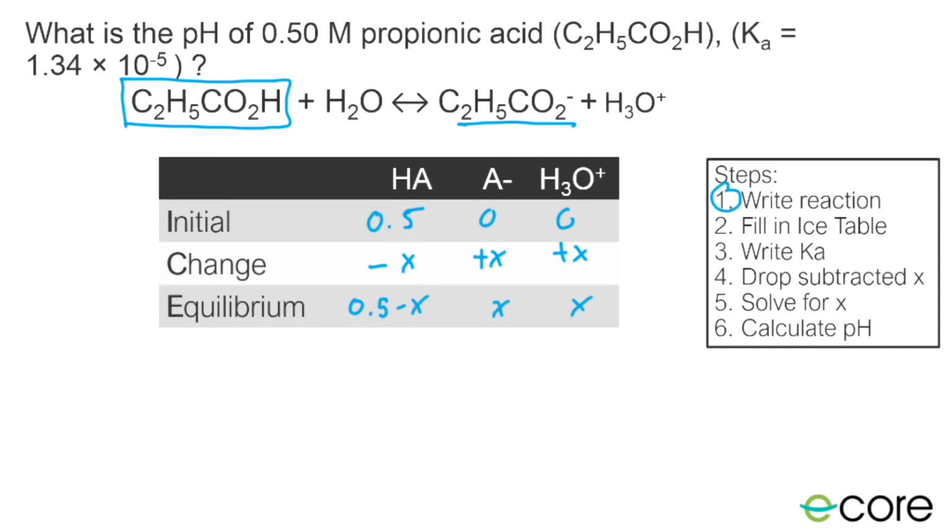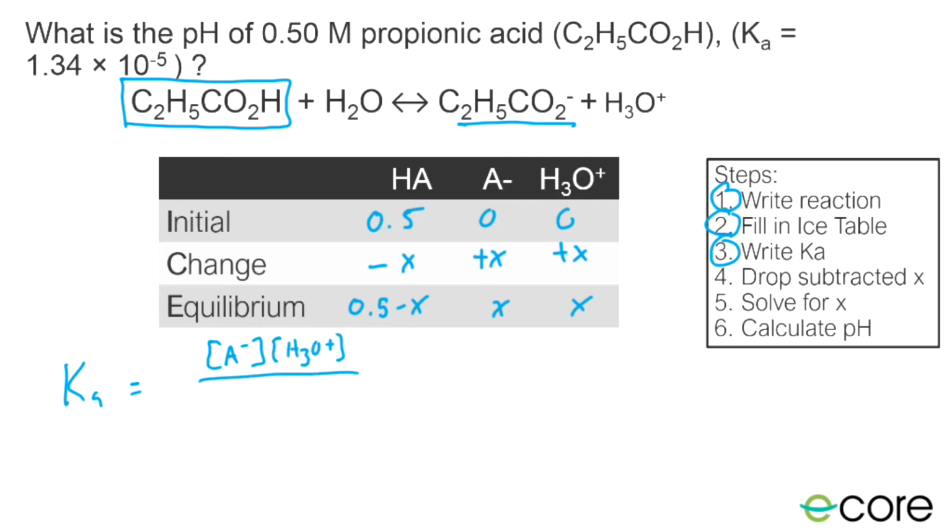So we've written the reaction, we've filled in the ICE table, and now we're going to write our expression for Ka. Remember that Ka is equal to products over reactants, and we don't include the water. So we're going to have A- and H3O+ up top.